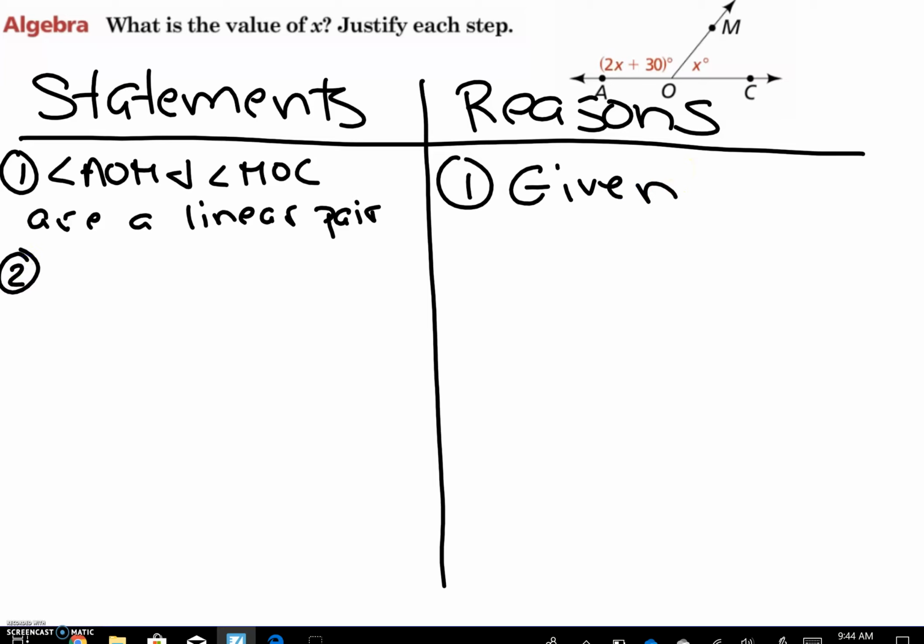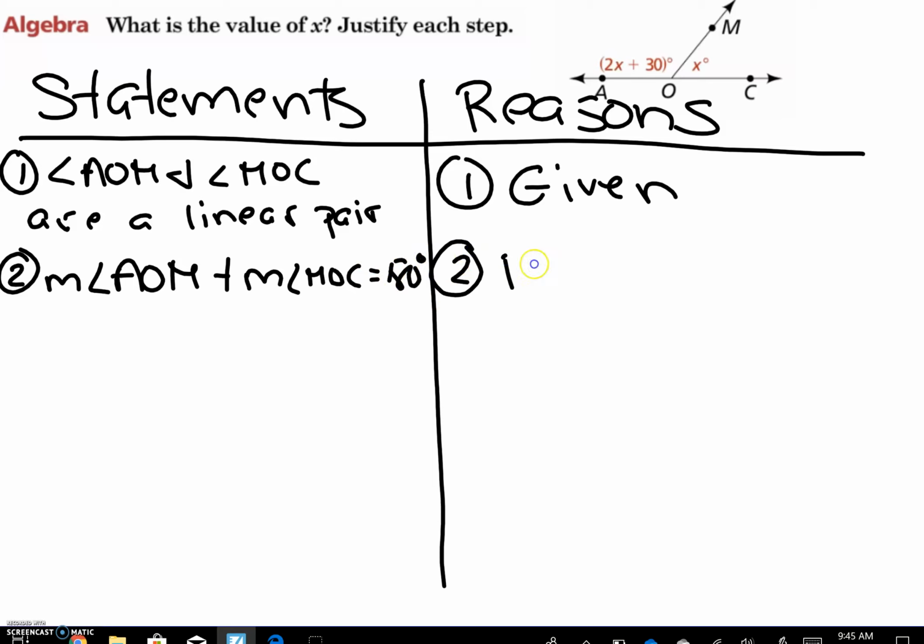Our next step is that if this is true, then the measure of angle AOM plus the measure of angle MOC equals 180 degrees. Why are we allowed to write this statement? Well, that's just the definition of a linear pair. Definition of linear pair. All right, so we're allowed to write this.